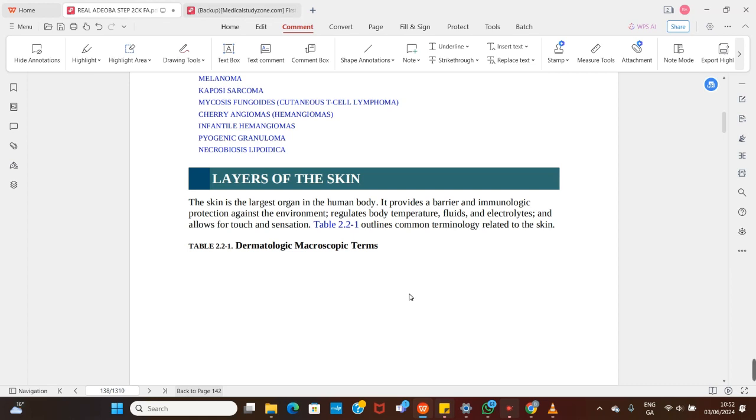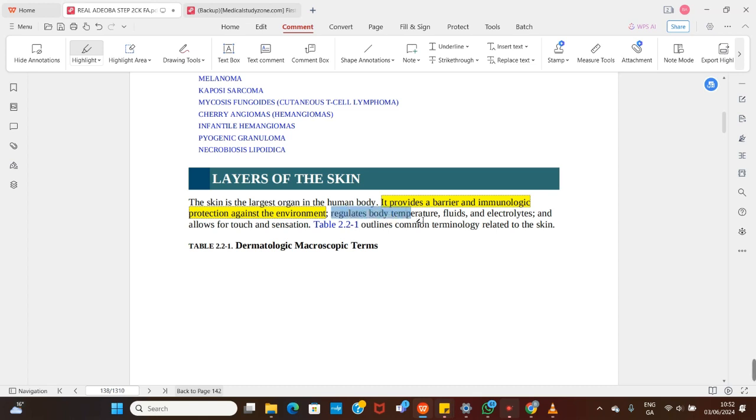So what does it do? The skin provides a barrier. It provides a barrier and offers immunologic protection against the environment. So we have different skin pathologies that occur because you have a compromise of the barrier and the immunologic protection of the skin, right? So the skin is like an outer covering that protects our body from agents in the environment.